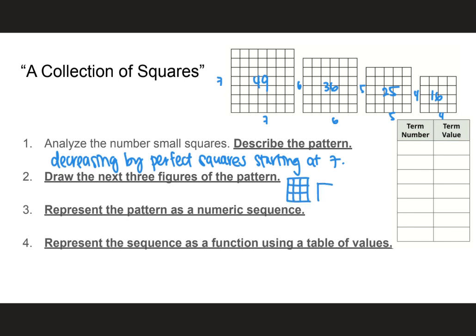And then we would have a 2 by 2 square. And then lastly, we would have a 1 by 1 square. So let's represent the pattern as a numeric sequence. We start at 49, 36, 25, 16. 3 by 3 would be 9, 2 by 2 would be 4, and then a 1 by 1 would be 1.